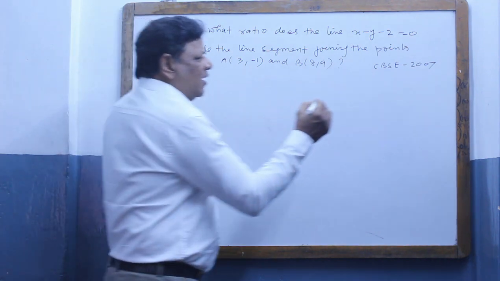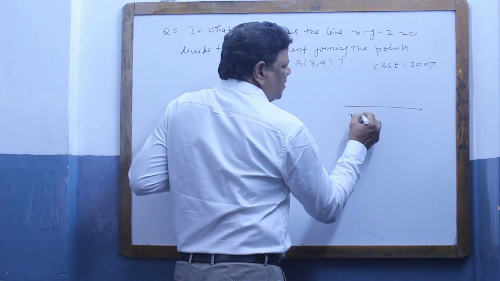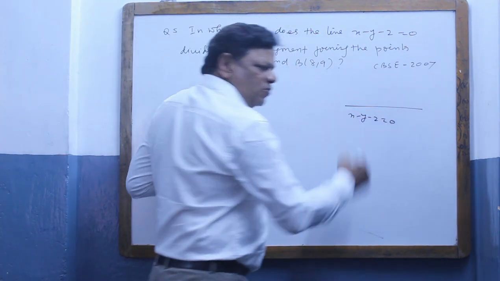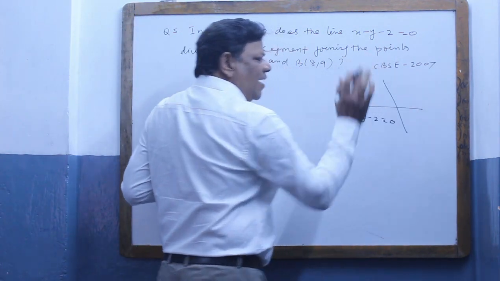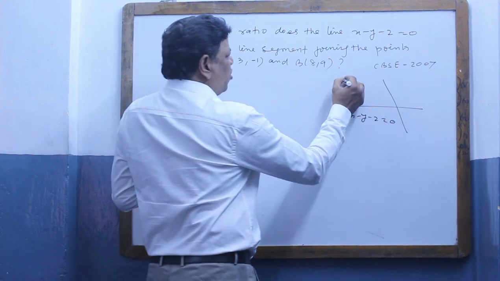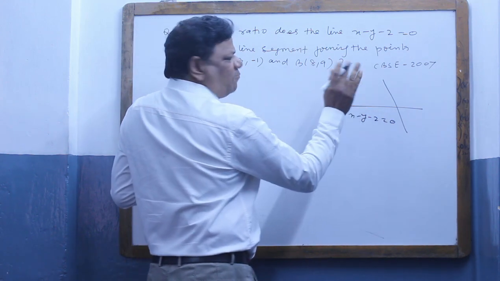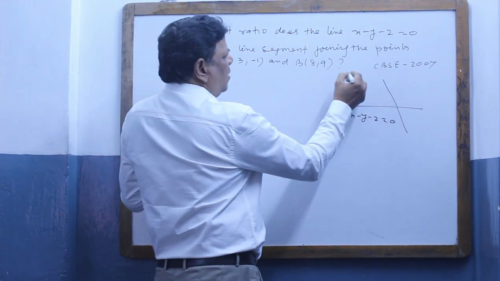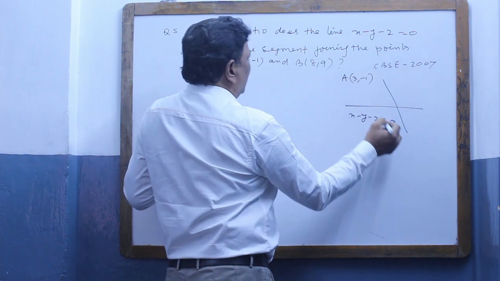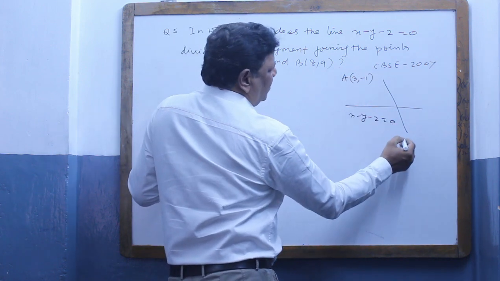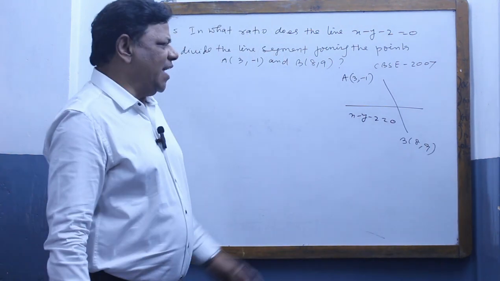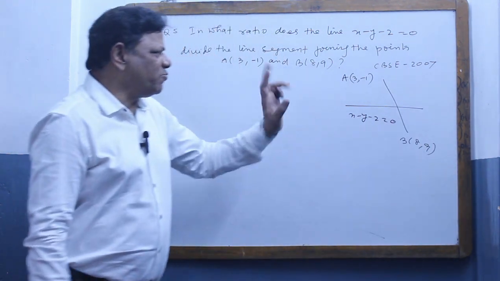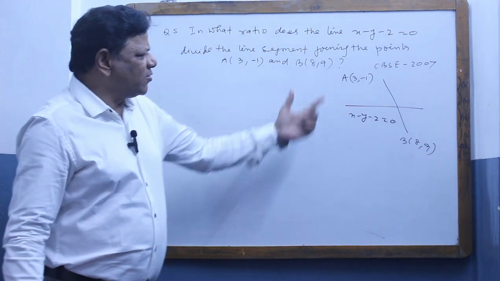One line is given. It is x minus y minus 2 equal to 0. You have to understand well. And this is dividing this line. This point is given, A, (3, -1). It is a rough drawing, all of you. And here is given B, which is (8, 9). Actually (8, 9) is in the first quadrant, but it is just a rough drawing that I have done.